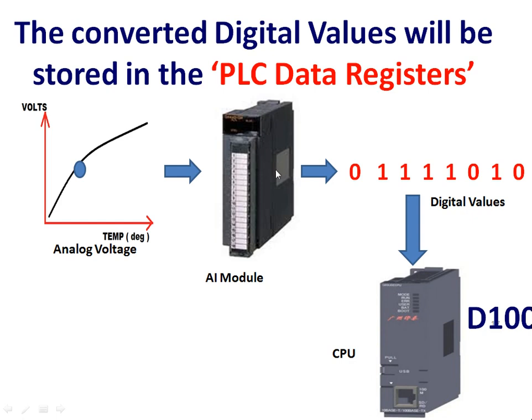So this analog value is given to your analog input module. It converts that analog input signal into digital values. Those digital values are stored in the data registers, or the registers present in the microprocessor or controller.